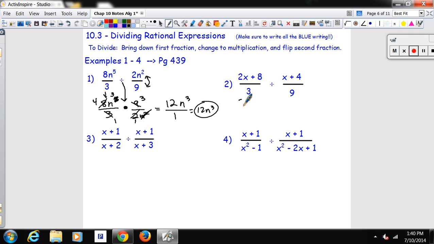So example 2, you're going to have 2x plus 8 over 3, which you could take out a 2 from and put x plus 4, factor that. You're going to bring this down as a times, and you're going to flip this one around to 9 over x plus 4. The x plus 4s can cancel, and 3 goes into 9 3 times. So your answer is simply a 6. 2 here times a 3 here gives me a 6.